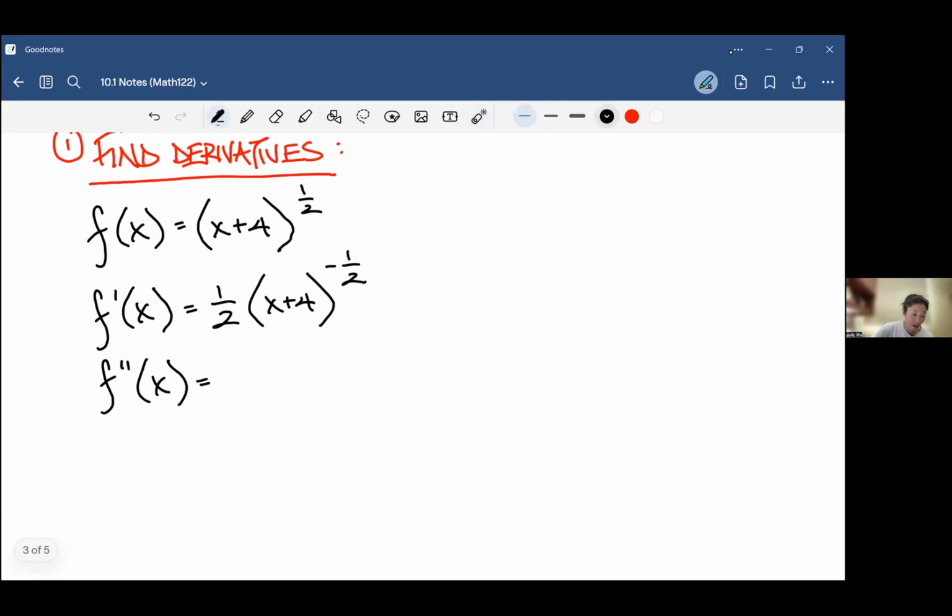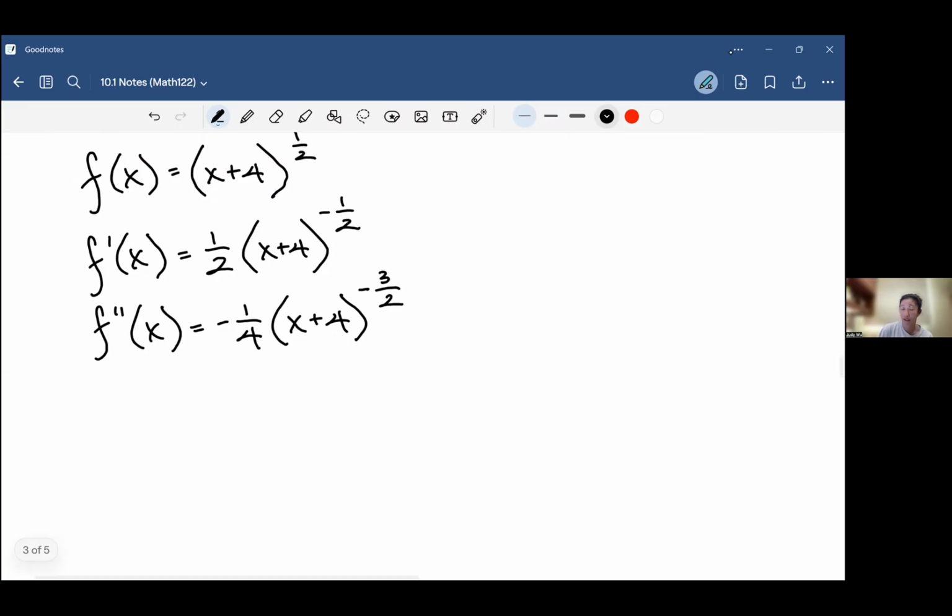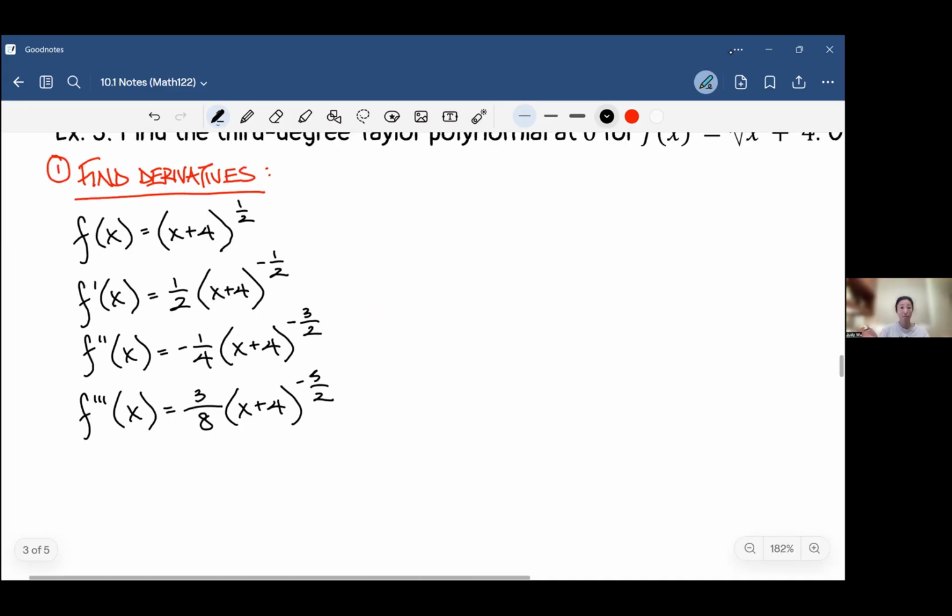I'm going to multiply it by the 1/2, and I get negative 1/4 of x plus 4 to the negative 3/2, because negative 1/2 minus 1 gets us negative 3/2. And I got to find one more because I'm looking for a third degree polynomial. All right, negative 1/4 times the negative 3/2 gives me a positive 3/8, x plus 4 to the minus 5/2. Okay. So I found my derivatives.